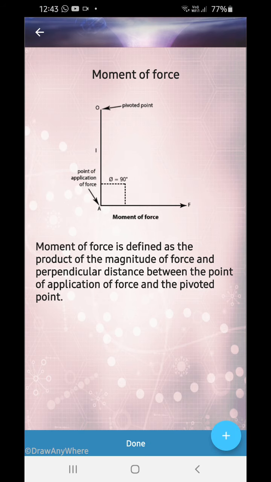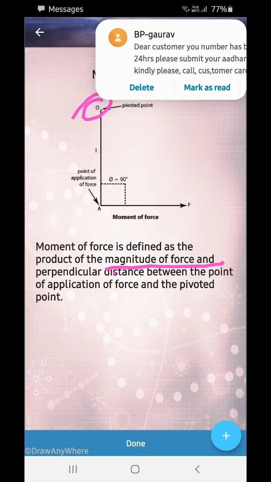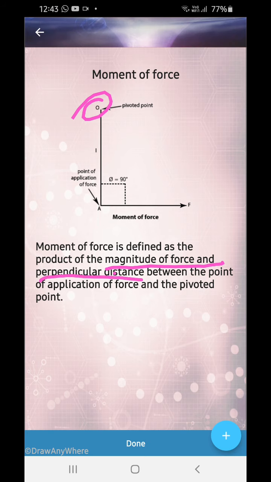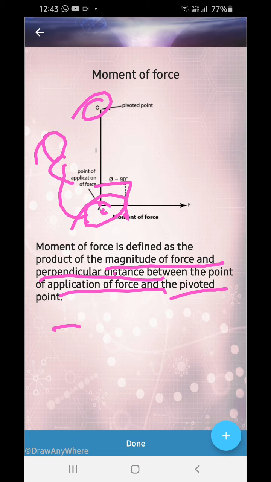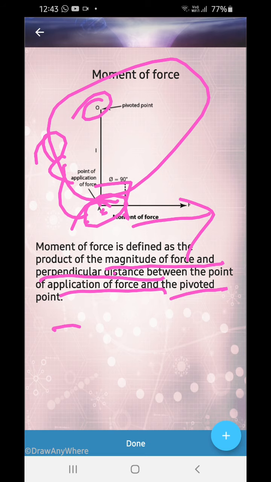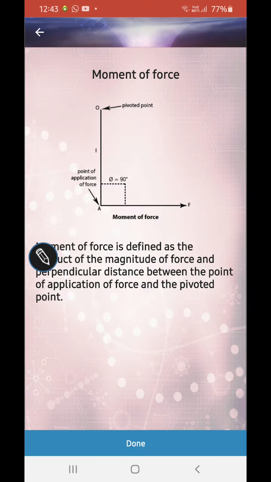Now the moment of force, see over here, suppose this O is a pivoted point. Moment of force is defined as the product of the magnitude of the force and the perpendicular distance between the point of application of the force and the pivoted point. See over here, suppose here is an object tied, and it's going round and round, and therefore the force you see over here. So I hope you understood.